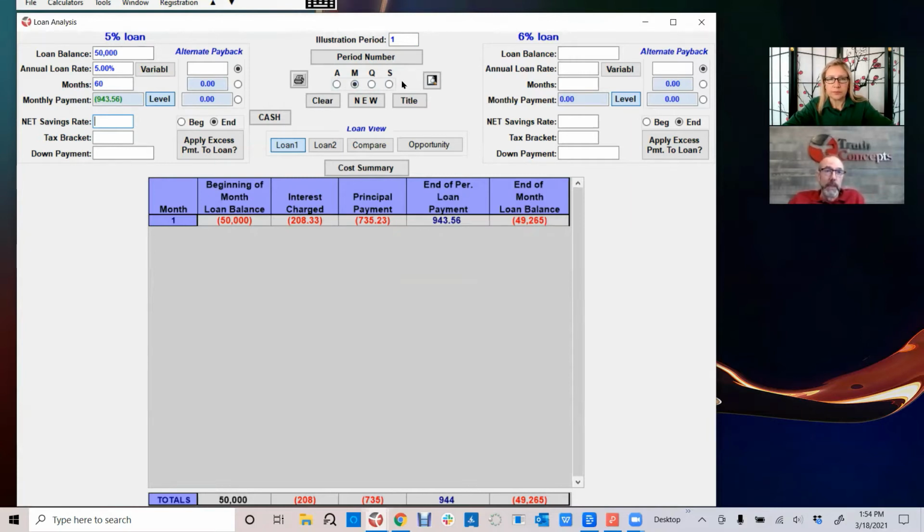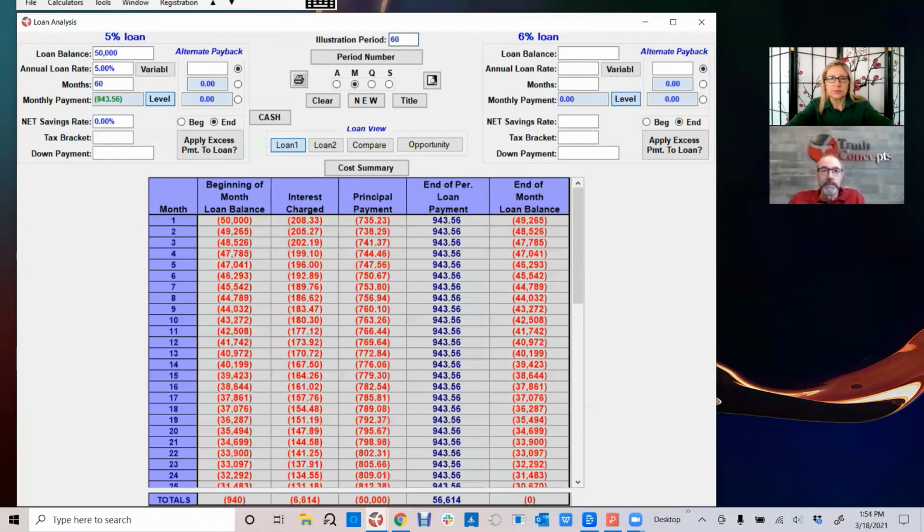Now, we only see 1 month showing up here, even though we put 60 months over there on the left. So there's a difference when we pay a loan between the time frame on the loan and the time frame that we want to illustrate. So if I want to keep this loan all the way out the whole time frame, then I'm going to make my illustration period match that at 60 months.